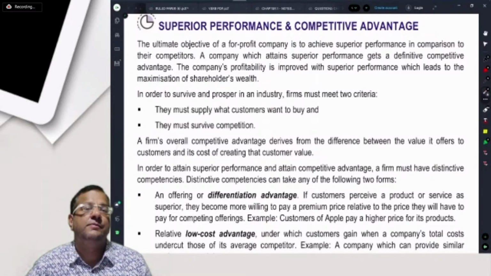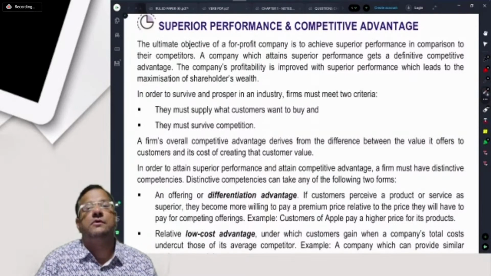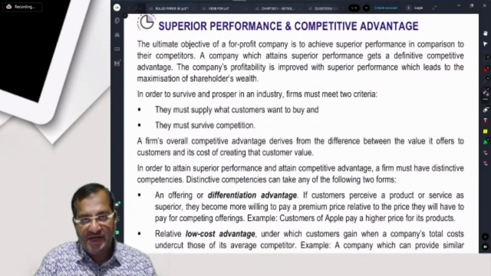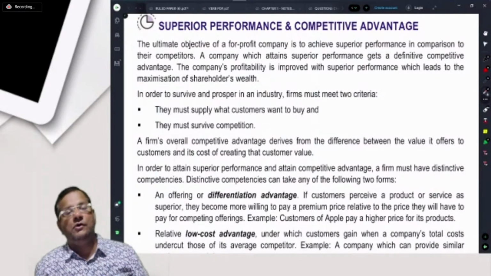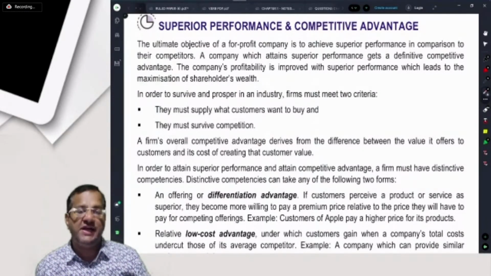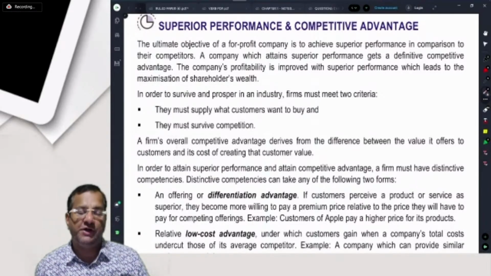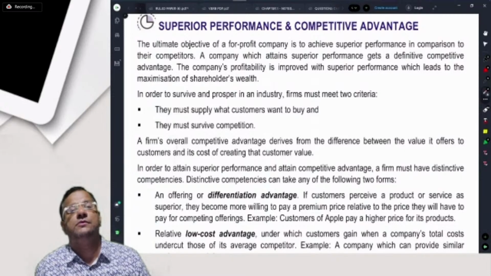Michael Porter has suggested 3 generic strategy. Write down in inverted comma 3 generic strategy. इसको inverted comma लिख दीजिए बेटा. Michael Porter has suggested 3 generic strategy to achieve competitive advantage.